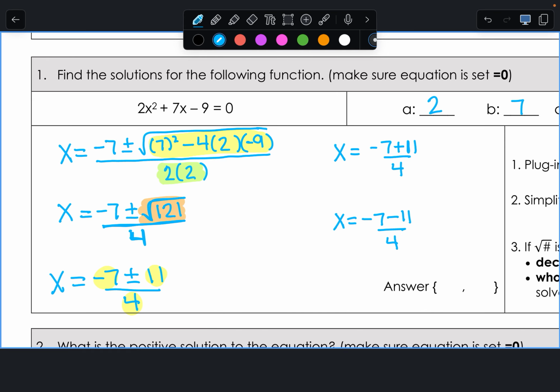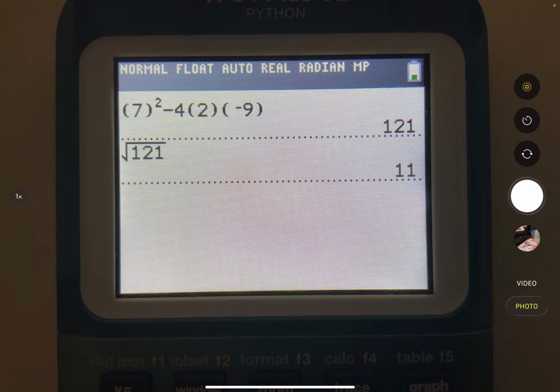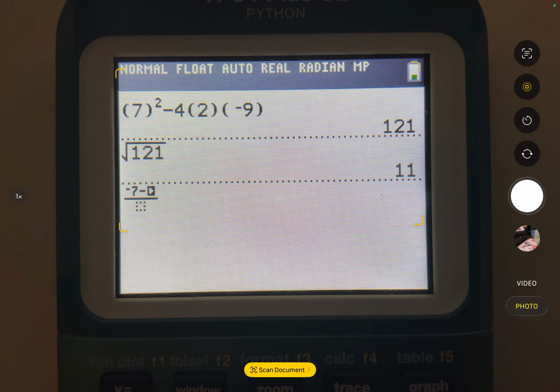But some of us are not very strong in adding and subtracting negatives. So what is negative 7 plus 11? Or 11 minus 7? 4. 4 divided by 4 is 1. Now, negative 7 minus 11, negative 18, divided by 4. That one simplifies. Since that one simplifies and it's still a fraction, I'm going to go ahead and type it in so I don't make any mistakes.